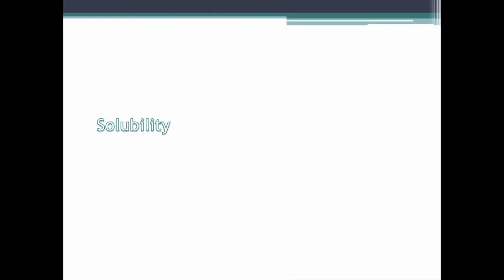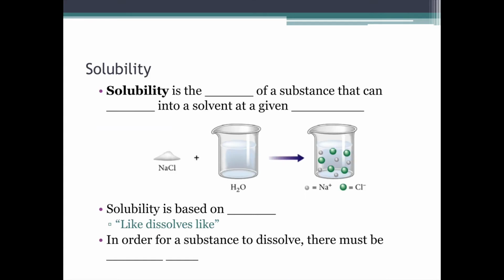But moving on. Defining solubility. Solubility is the amount of a substance that can dissolve into a solvent at a given temperature. So if we were talking about salt and water, how much salt can we dissolve into that water before it stops dissolving? So solubility is based on polarity, that like dissolves like. In order for a substance to dissolve, there must be attractive forces between the solute and the solvent.